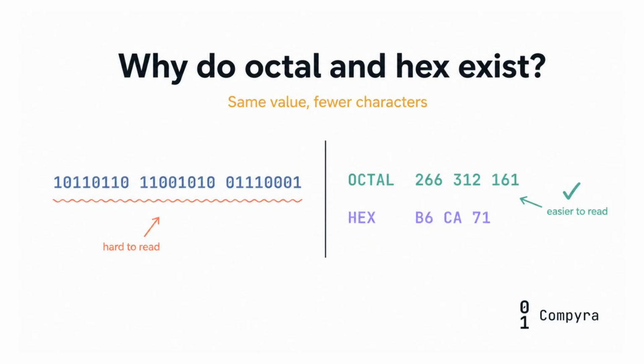3 binary digits collapse into 1 octal digit. 4 binary digits collapse into 1 hex digit. Same information, fewer characters, way easier to read. That's the whole reason these number systems stuck around. They're built for humans working with binary data.